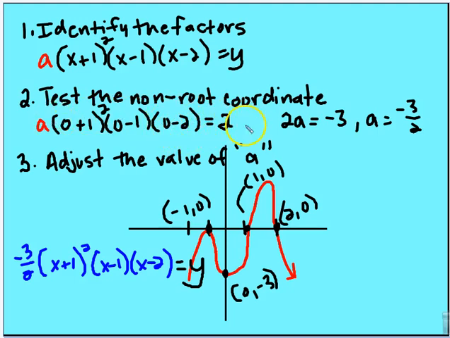So I end up with 2a is equal to -3. And then I'm going to solve: a is equal to -3/2. All right, so when I substitute the value in, right, so 2a here is equal to -3, I substitute -3/2 in, and I'm able to solve for this value. All right, so -3/2 times x plus 1 squared times x minus 1 times x minus 2 is equal to y. All right, let's go on for another example.